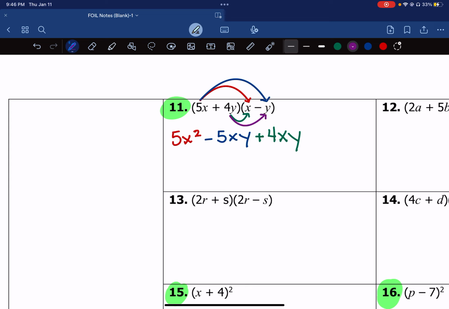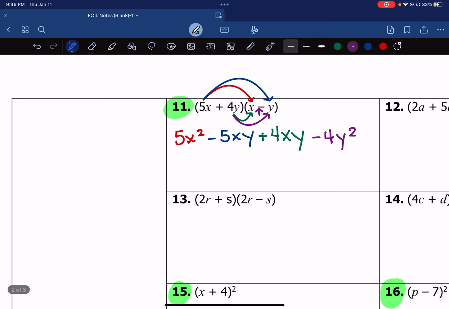4y times negative y, which is actually going to get us negative 4y squared. And you're like, Ms. Nielsen, it's squared. Why isn't it positive? Well, the negative only shows up on one side. If the negative had been in both locations, then it would be a positive. But because it's only a negative on the one side, we only have one negative, and therefore we're minusing 4y squared. We're subtracting 4y squared, all right?